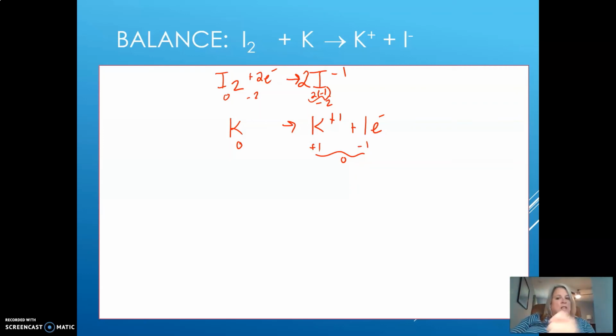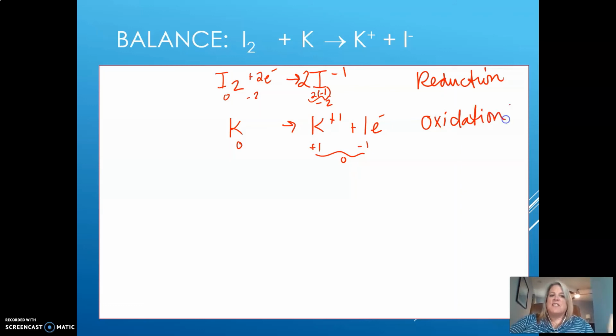Let's identify who's oxidation, who's reduction. Here I'm gaining electrons, so this is reduction. Here I'm losing electrons, that's oxidation. It is just a coincidence that they are in the same order they were in the last problem. That's normally not how it goes, so don't assume that.